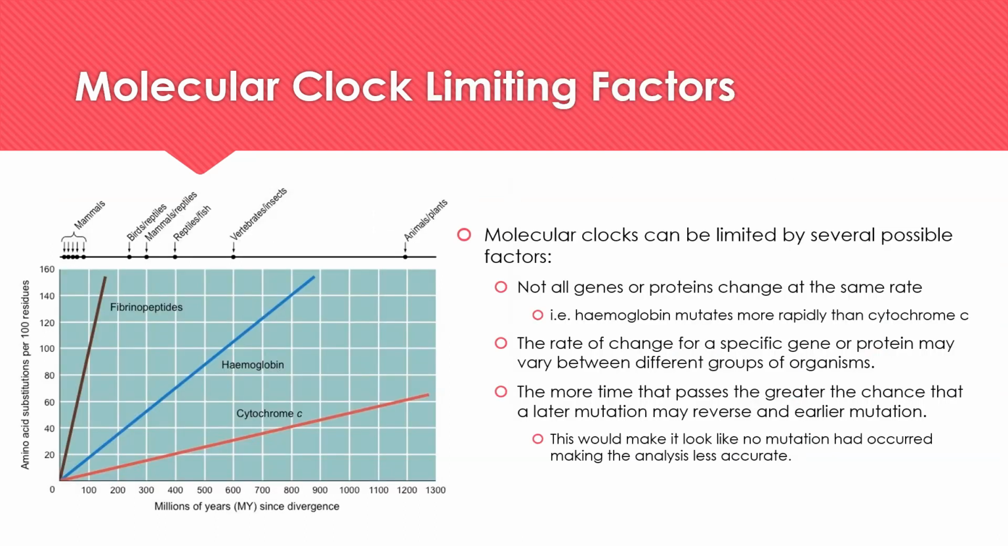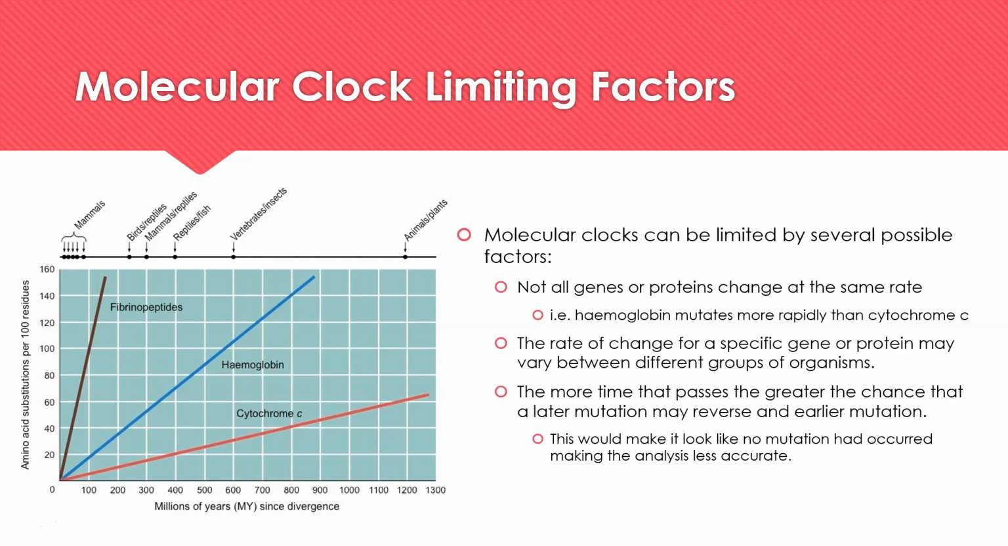There are some limiting factors here, however. 1, not all genes and proteins actually change at the same rate. So hemoglobin might mutate more rapidly than titin, so you can't use the molecular clock for one protein or gene for another one necessarily. The other thing that's a problem is that between different species or different groups of organisms, you may see faster or slower rates of change. So the clocks could vary between them as well, and you'd have to have some way of accommodating that.